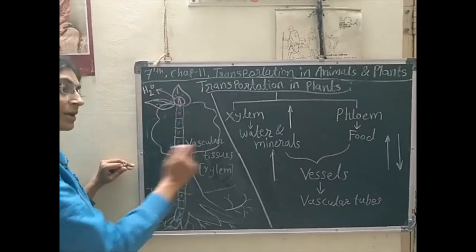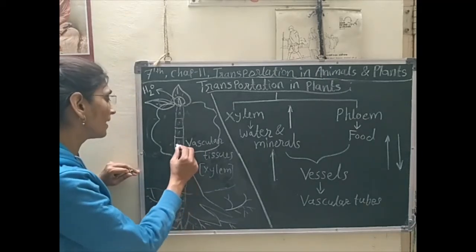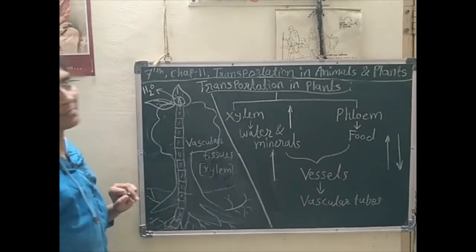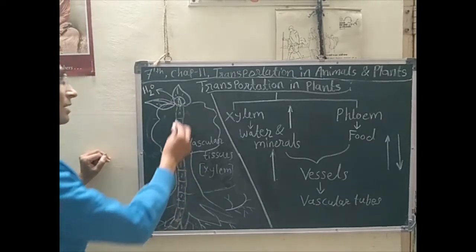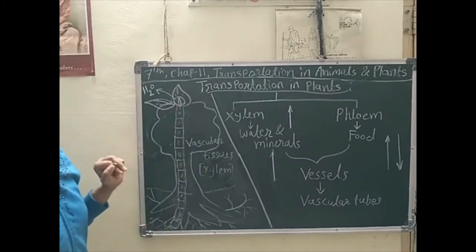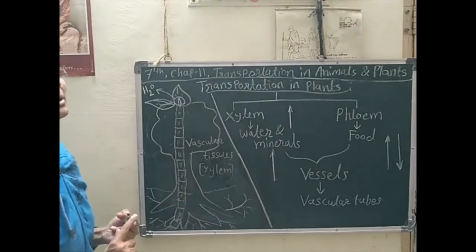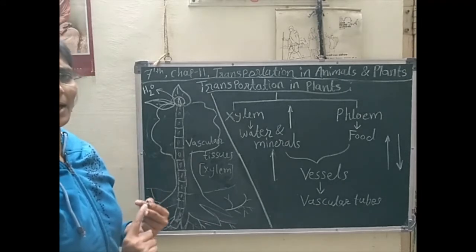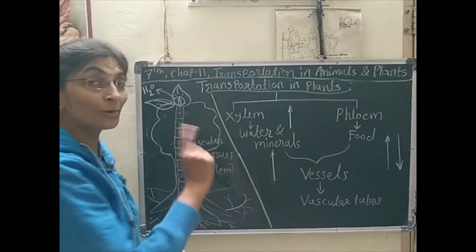ट्रांसपोर्टेड होते हैं. क्या? वाटर एंड मिनरल. ये एक सेल से दूसरे सेल में, दूसरे सेल से तीसरे सेल में, ऐसे करते करते यहाँ तक ये ट्रांसपोर्ट हो जाता है. क्या? वाटर एंड मिनरल थ्रू द xylem here. Yes, and that water and mineral reach inside the leaves, and that water and mineral is used in daytime for the preparation of food. Yes, and in daytime, through the photosynthesis process food is prepared.